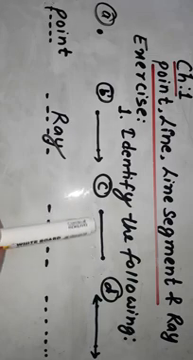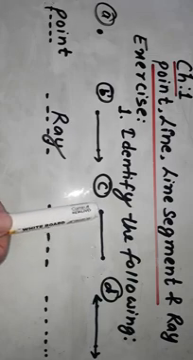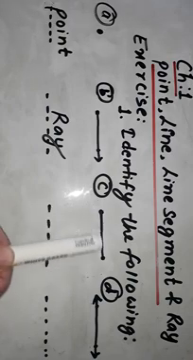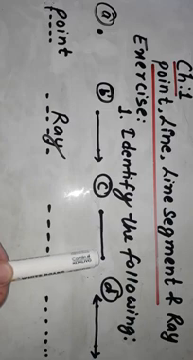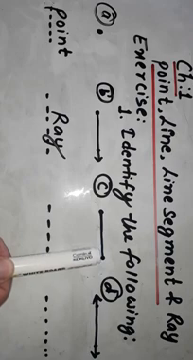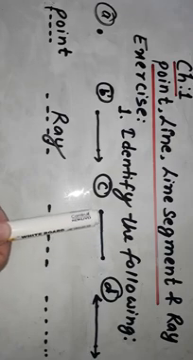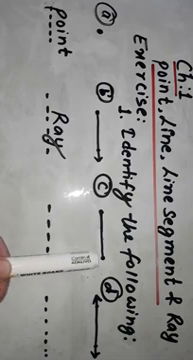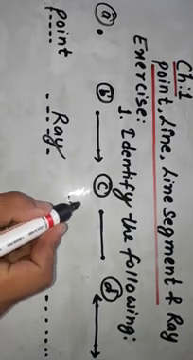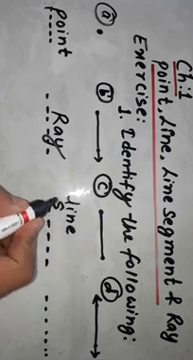Question number C. As you can see, there are two end points, 1, 2. So a line segment is the part of a line which has two end points. So a line segment has got two end points, therefore this is your line segment.